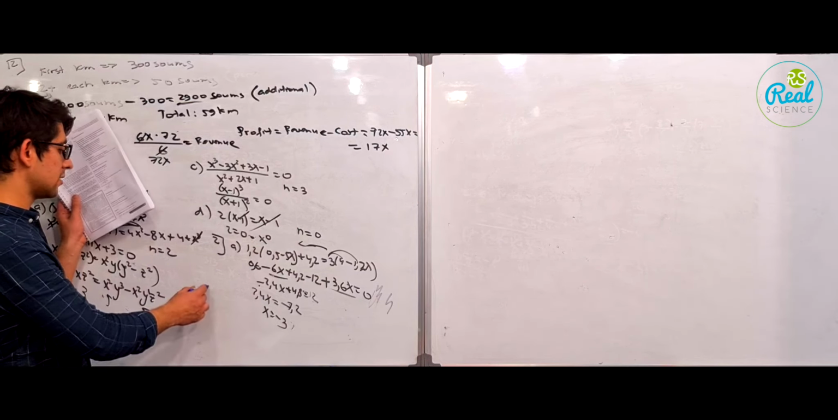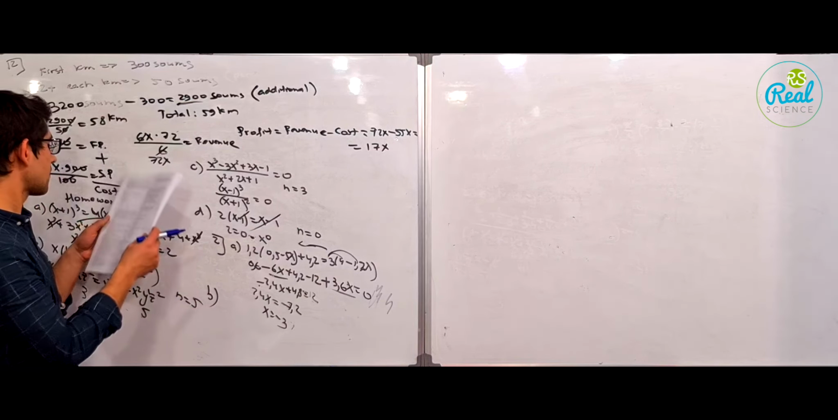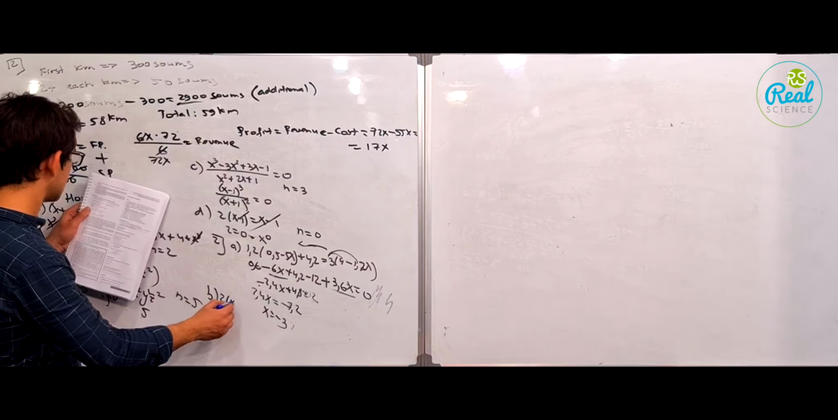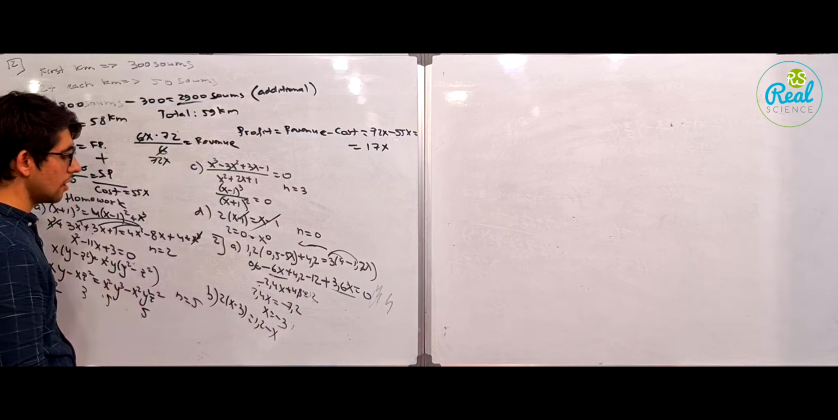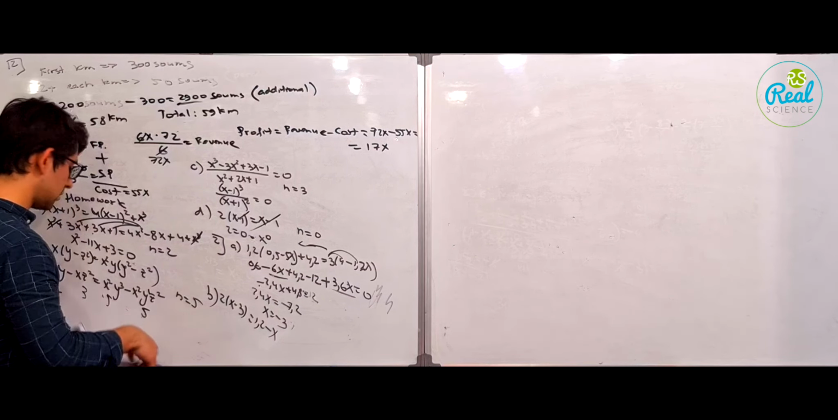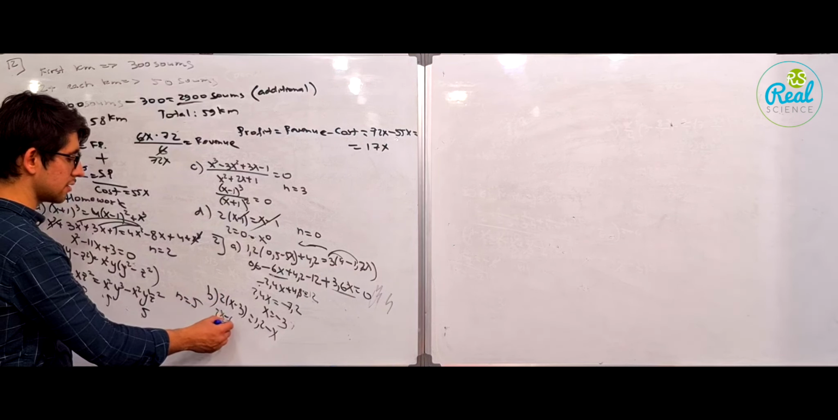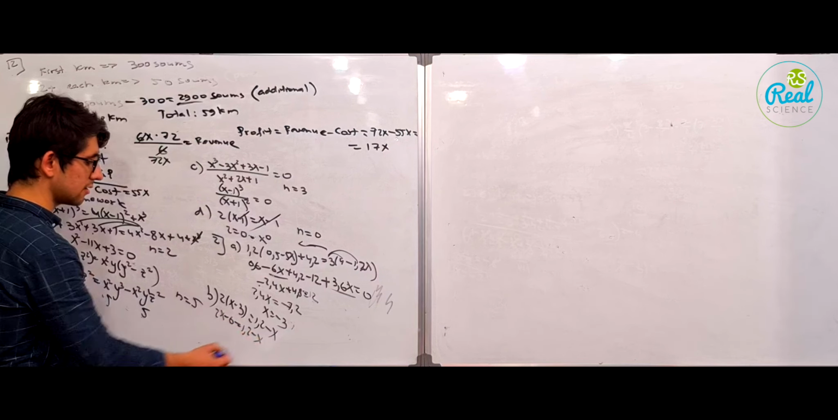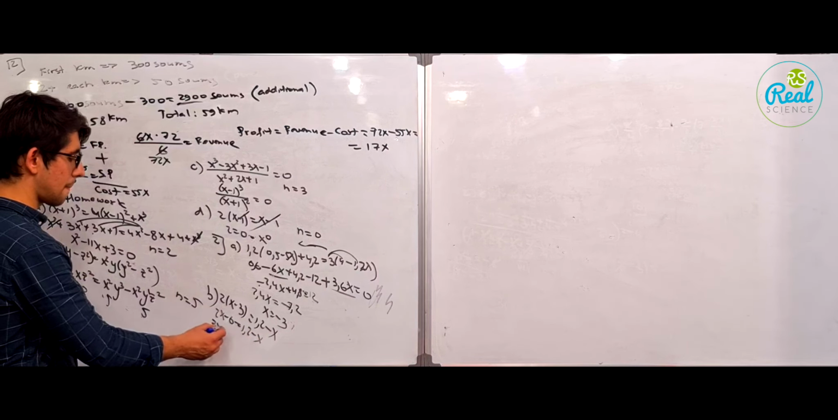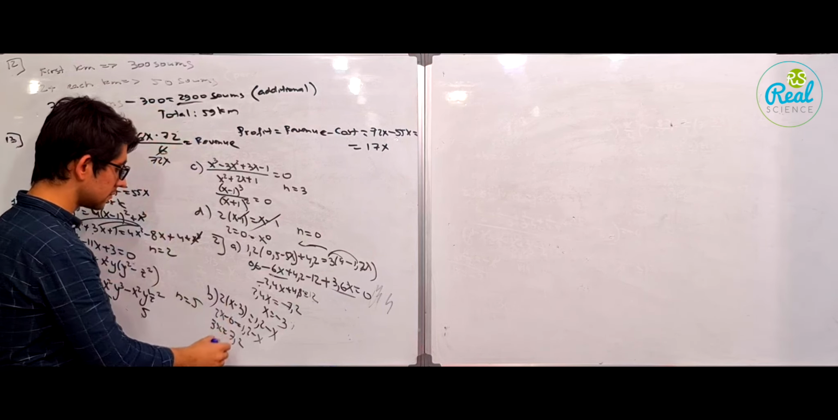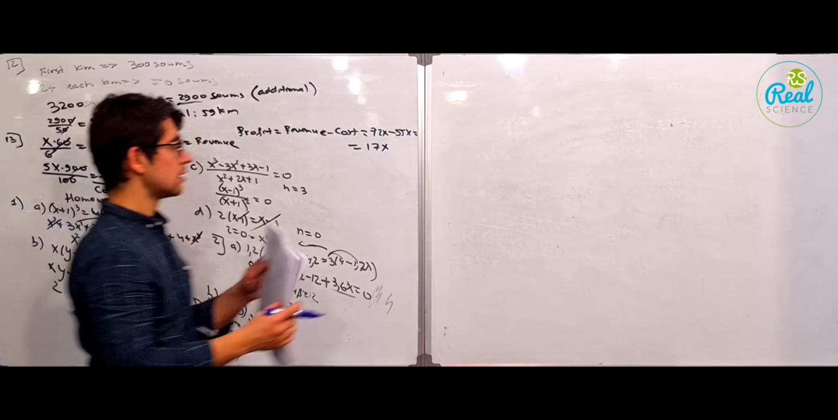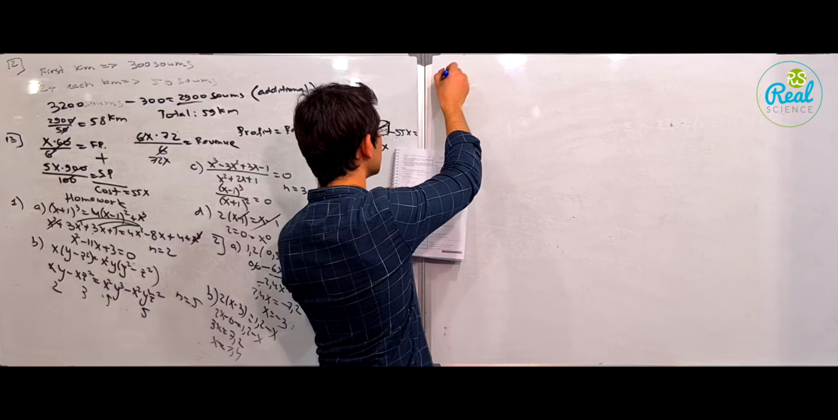Let's look at the b part. 2 times (x minus 3) equals 1.2 minus x. So let's compute. 2x minus 6 equals 1.2 minus x. 3x equals 7.2. So the value of x is 2.4, right? 2.4. Let's turn to the c part.